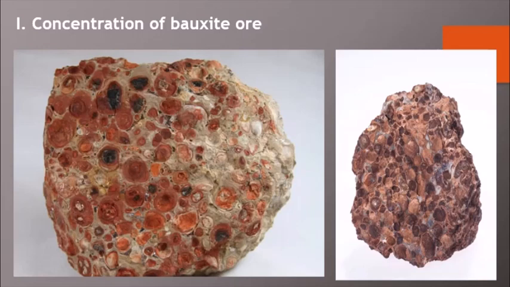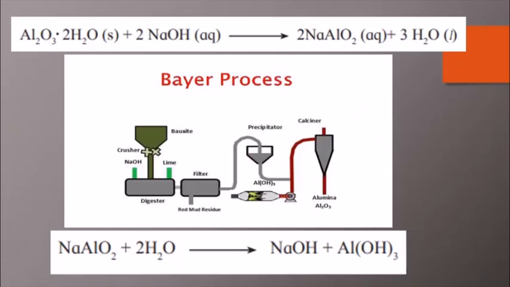In both these methods, the concentration of the alumina is obtained by calcination. Calcination is the heating of the ore at high temperature so that the unwanted substances can be removed. So the first method is Bayer's process.